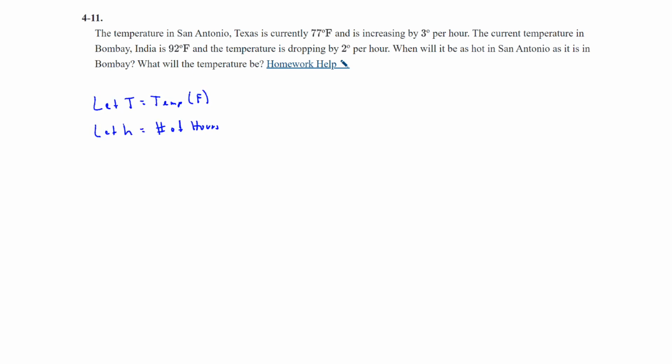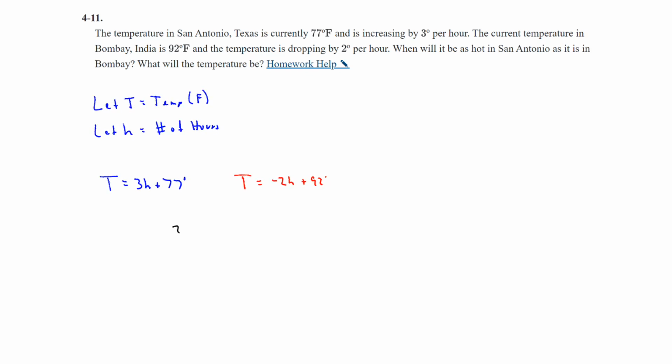So in San Antonio, Texas, we're going to say that the temperature is equal to 3 degrees per hour, 3h, plus the 77 degrees that you are currently at. And then on the other equation for Bombay, the temperature is 92 degrees, but it's dropping 2 degrees per hour there. Okay? So when will it be as hot in San Antonio as Bombay? We were trying to figure out when those temperatures will be the same.